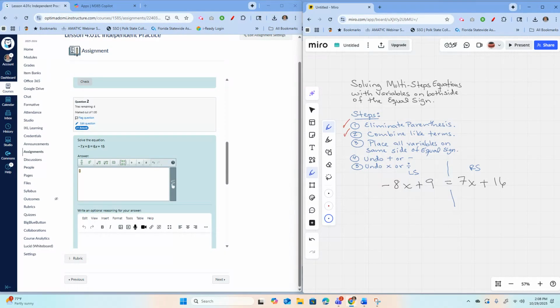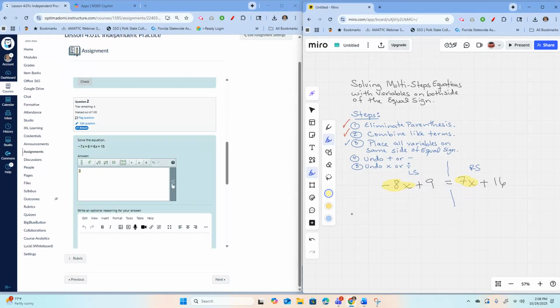Okay, like terms means anything separated by pluses and minus signs that have something in common. 7x and 16 don't have anything in common. So we go to the next step. What is the next step? We want to put all the variables on the left side. If you see, I have a variable on the left, that's the negative 8x. And I have a variable on the right side of the equal, that's the 7x.